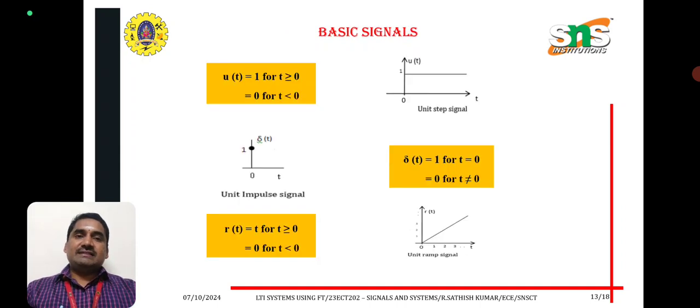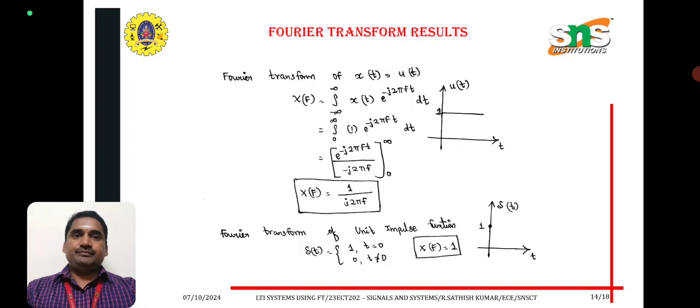This is the basic signals, unit step signal. It has an amplitude of 1 for t greater than or equal to 0, 0 for t less than 0. Unit impulse function, δ(t) is equal to 1 for t equal to 0, 0 for t not equal to 0. Unit ramp function, r(t) is equal to t for t greater than or equal to 0, 0 for t less than 0. This is the graphical representation of unit step function, unit impulse function and unit ramp function.